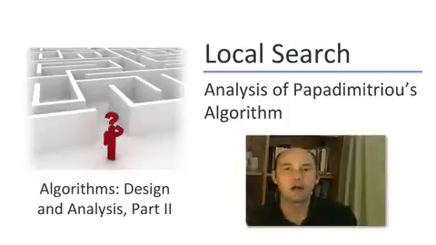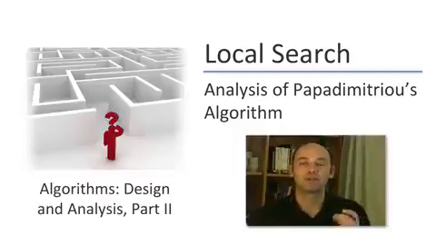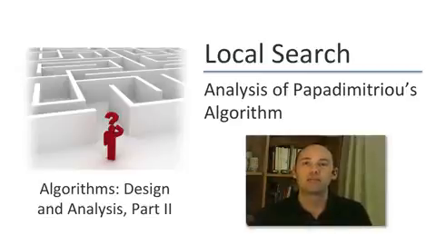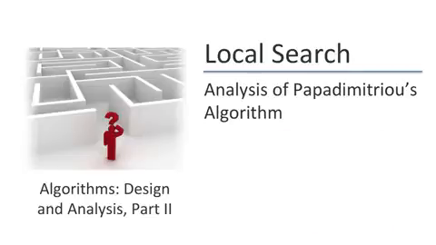Now we'll see how our understanding of basic properties of random walks on the non-negative integers unlocks the analysis of Papadimitriou's algorithm, showing that randomized local search yields a polynomial time algorithm for the two-sat problem.